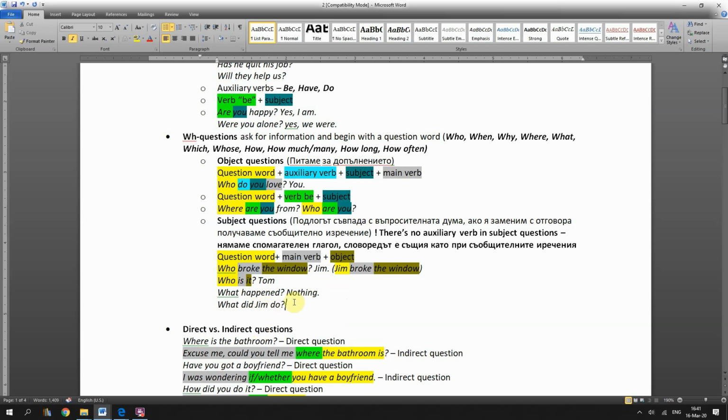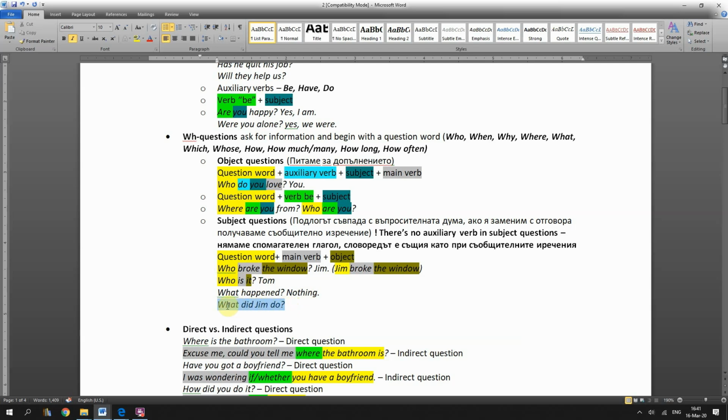Какво направи Jim? This is not a subject question because I have Jim right here. He is the doer of the action. В този въпрос аз имам Jim ето тук. Той върши действието. Аз не питам кой е вършил действието, а питам какво е направил. Затова във въпроса си имам спомагателния did и главният ми глагол е в инфинитив, тъй като did взима миналото време. Когато обаче задавате въпрос за подлога, този спомагателен глагол изчезва. Затова тук нямаме did и нямаме break, а имаме broke.